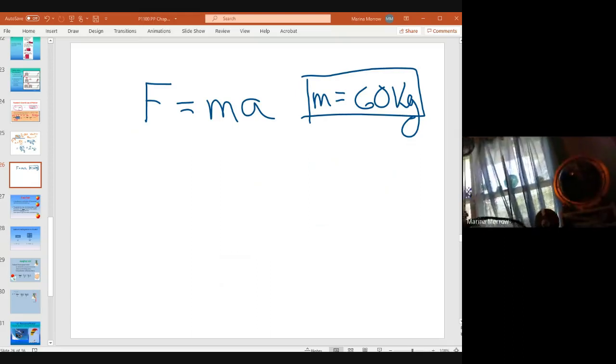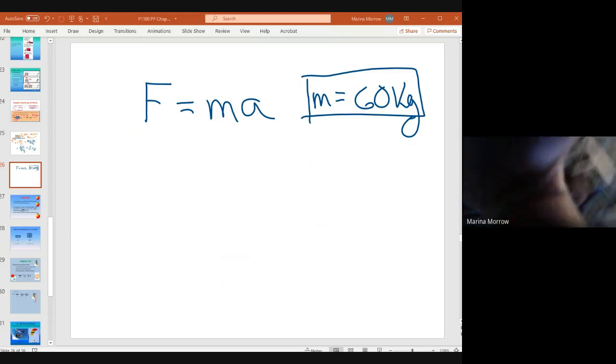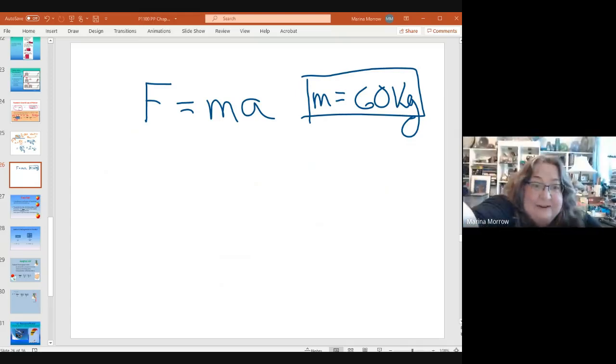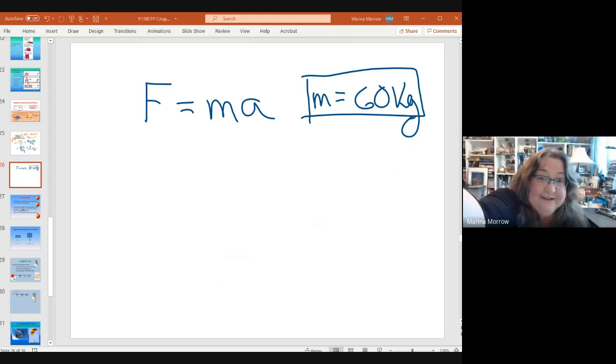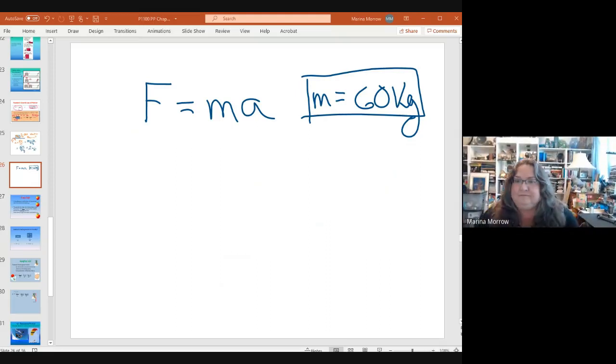So we're going to do this with no friction. It's important in a problem to check to see if there's a frictional force or if there's no friction. It should say a frictionless surface. So in this case, we're going to say it's a frictionless surface, and we want to see how much force it takes to accelerate it.